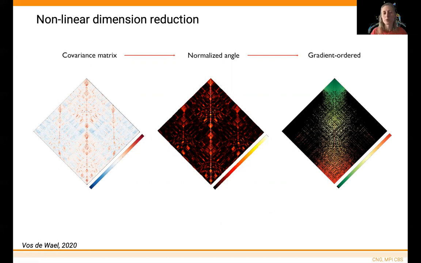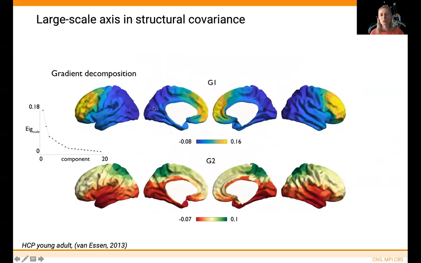We used a nonlinear dimension reduction approach based on the BrainSpace toolbox of Reinder Vos de Wael, which is a great toolbox to measure gradients, and it's available for MATLAB and Python. I used it in MATLAB, but Python is definitely also great. I had a covariance matrix, performed a normalized angle procedure to normalize my data, and then performed diffusion map embedding to get the gradient-ordered embedding of each region based on this structural covariance pattern, and later also based on this genetic correlation pattern.